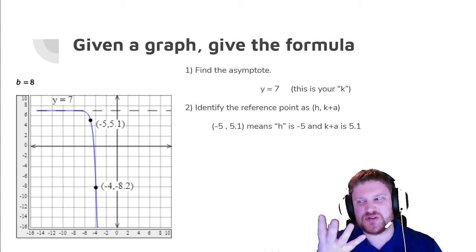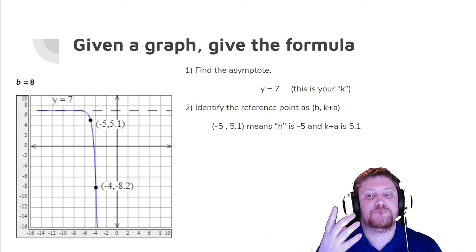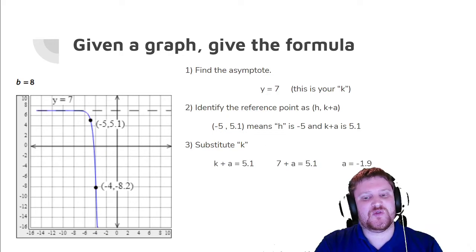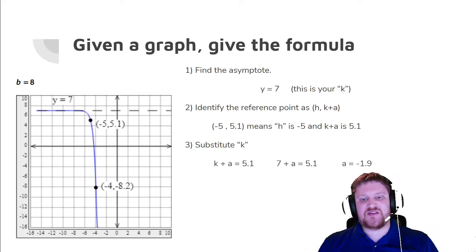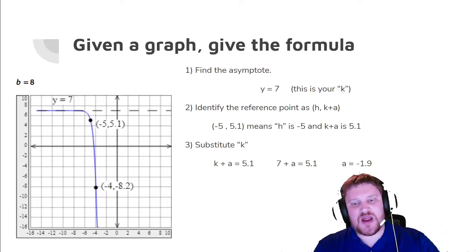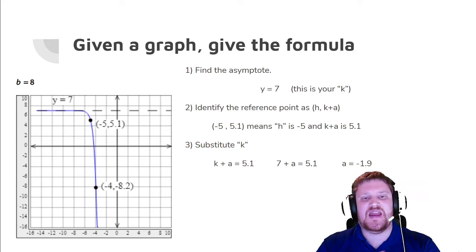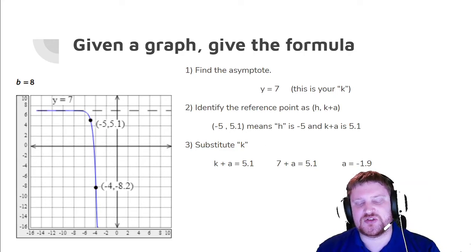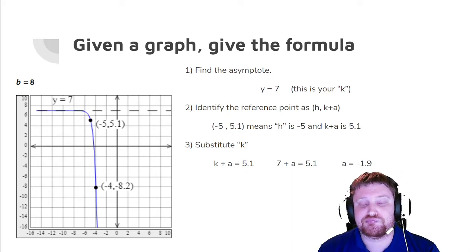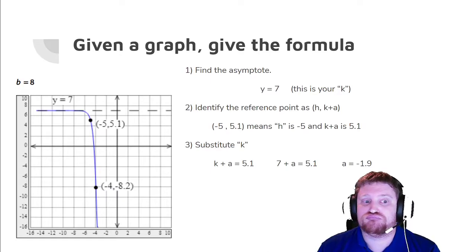Notice though that doesn't actually tell you what a is. But since we already know what k is, and we know that k plus a is 5.1, then that means 7 plus a is 5.1. That means if you subtract the 7 over to the other side, you get a equals -1.9. So this graph should open down, and it should have a horizontal asymptote at 7, and it should have a reference point at -5. Check.